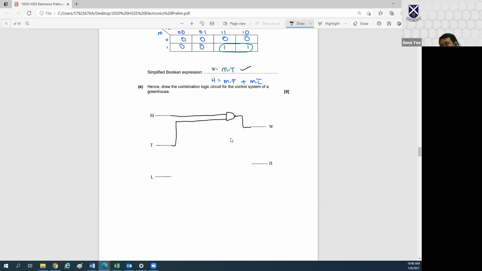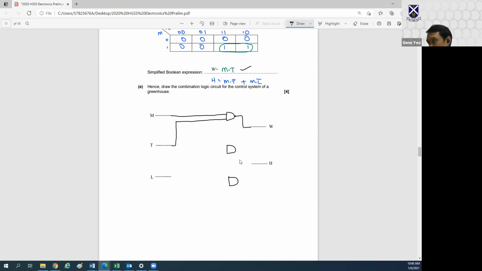Next, I have to settle my H, which is slightly more complicated, but doable. The first one is an AND gate. I need another two AND gates because it's M and T complement, M and L complement. So I'm going to draw one more AND gate here, and one more AND gate here. Now these two are going to be ORed together.